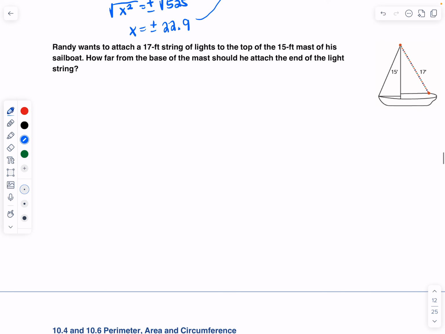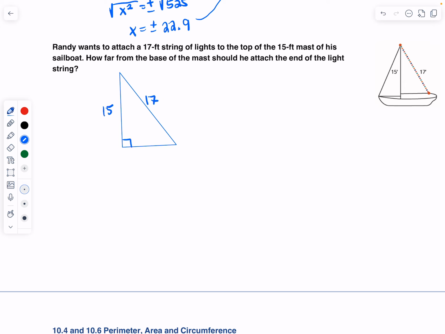Okay, one more. Randy wants to attach a 17-foot string of lights to the top of the 15-foot mast of his sailboat. How far from the base of the mast should he attach the lights to the string? So you already have a diagram with this one. I'm going to draw this out again. Okay, so 15 feet, 17 feet, we want to know how far from the base.